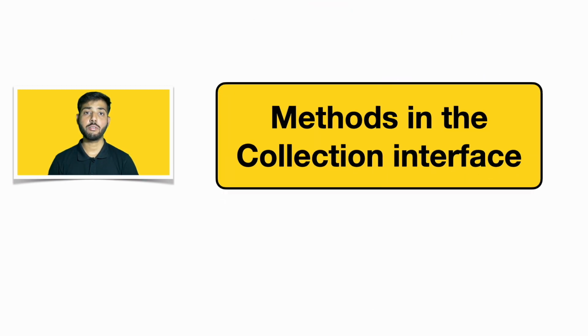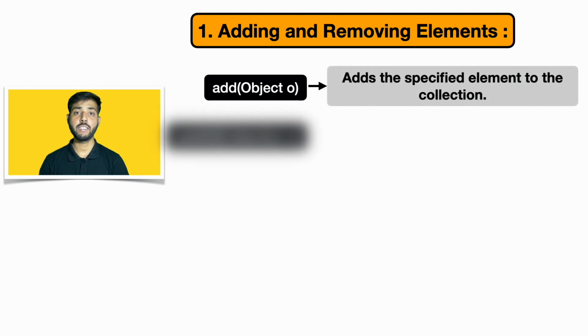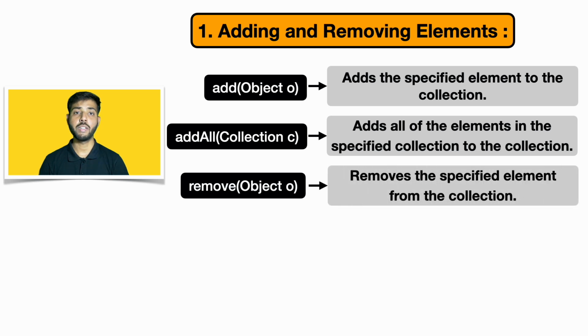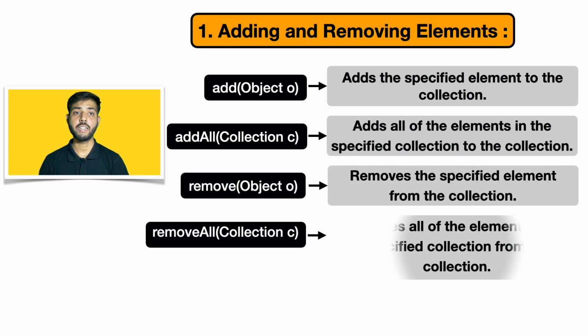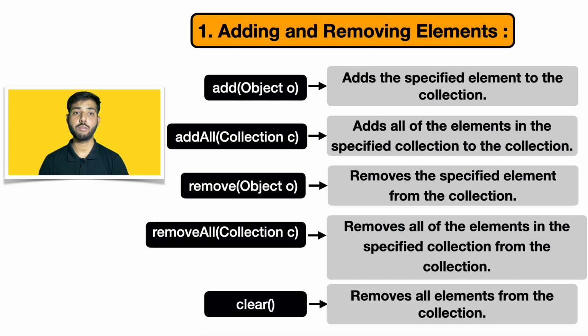Now, let's take a closer look at some of the methods in the collection interface. Adding and removing elements. The collection interface provides several methods for adding and removing elements from a collection. add(Object o) adds the specified element to the collection. addAll(Collection c) adds all of the elements in the specified collection to the collection. remove(Object o) removes the specified element from the collection. removeAll(Collection c) removes all of the elements in the specified collection from the collection. clear() removes all elements from the collection.